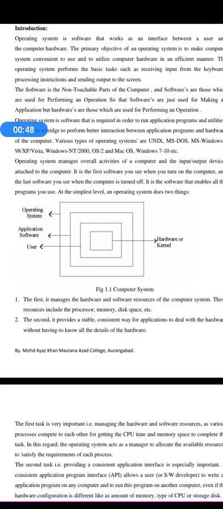Basically, an operating system is software that works as an interface between the user and computer hardware. The primary objective of an operating system is to make the system convenient to use and to utilize computer hardware in an efficient manner. For that purpose, there are two goals. The first is to manage hardware and software resources of the computer system, like processor, memory, disk space, etc. And the second is to provide a stable and consistent way for applications to deal with.